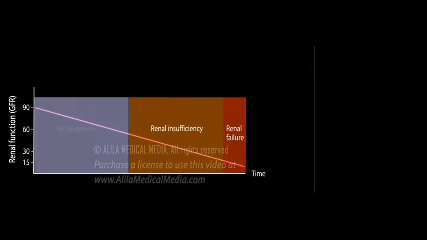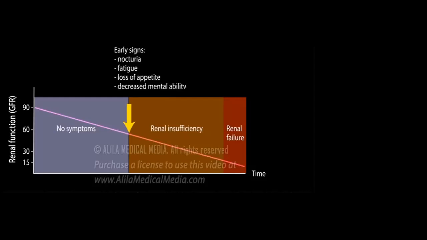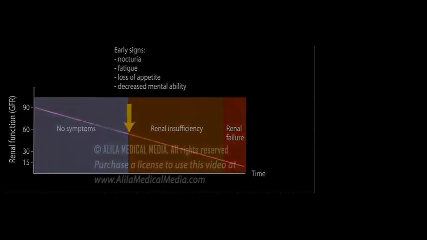Often, initial loss of renal tissue does not produce any symptoms. Symptoms typically appear when a significant portion of kidney function is already lost. The ability to concentrate urine is usually the first to be impaired, resulting in frequent trips to the bathroom, especially at night. Other early signs include fatigue, loss of appetite, and decreased mental ability.